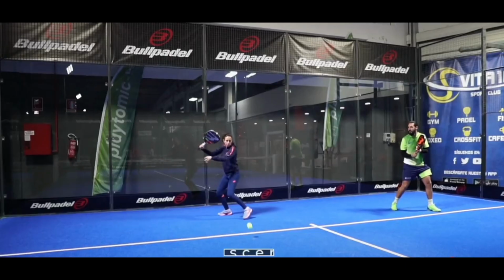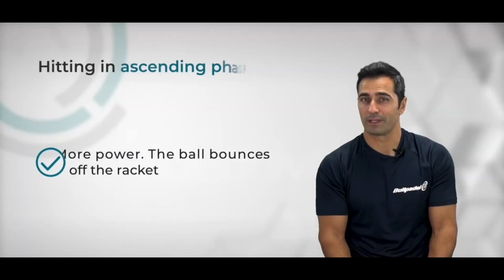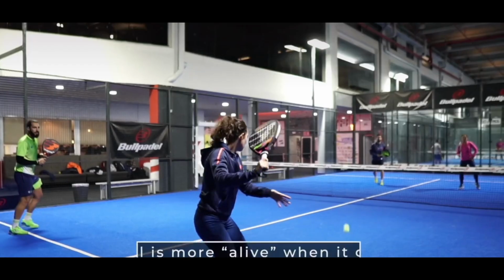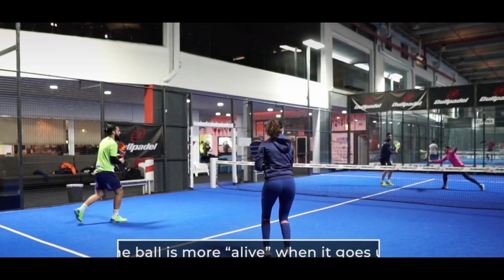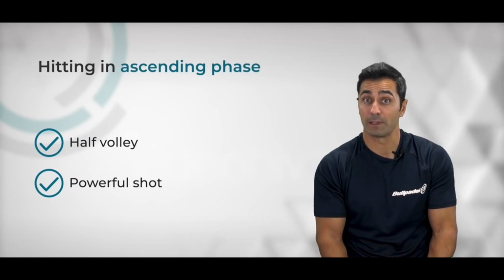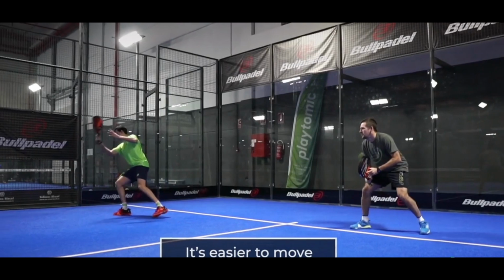Let's start by analyzing when the ball is going up. When we hit the ball in its ascending phase, we will generate more power. This is because the ball is bouncing off our racket as we hit it. We sometimes refer to the ball as being more alive. If you're playing, for example, a half volley, or you're trying to accelerate the ball, I recommend you do so when the ball is bouncing up towards you. These balls are easier to direct and generate more power and speed.